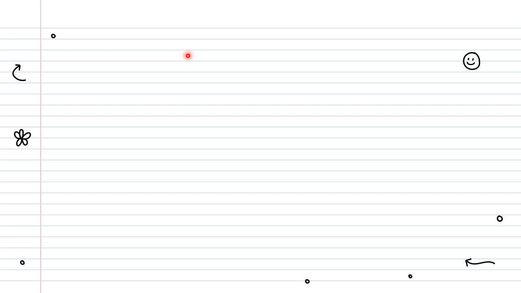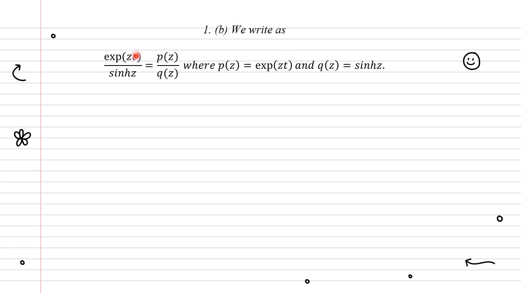Okay, so for this exercise, the first thing that we're going to do is write the expression as follows. So we got that the exponential of Z t divided by the hyperbolic sin of Z is going to be equal to P of Z divided by Q of Z. And as you see, this is the numerator right here, so this will be equal to the exponential of Z t. And since this is the denominator, we're going to see that this is the hyperbolic sin of Z.